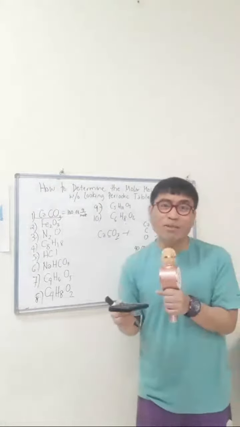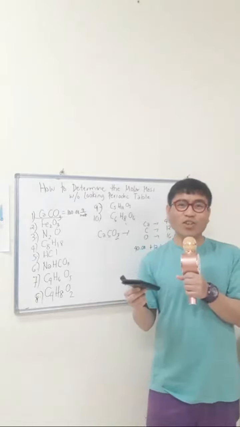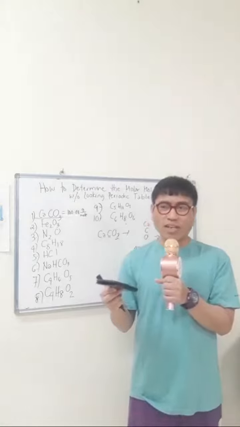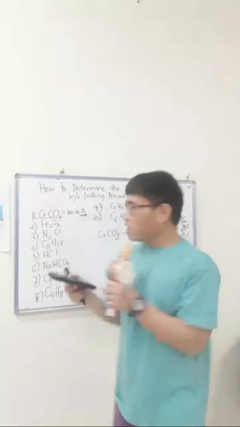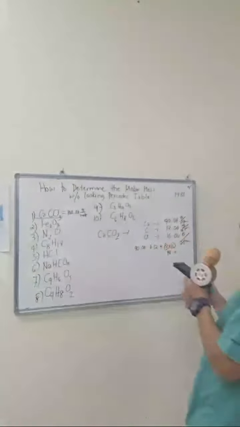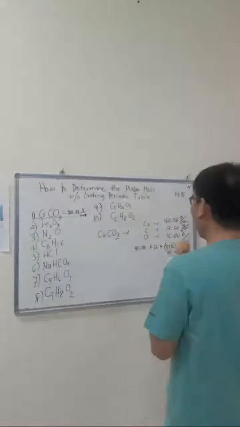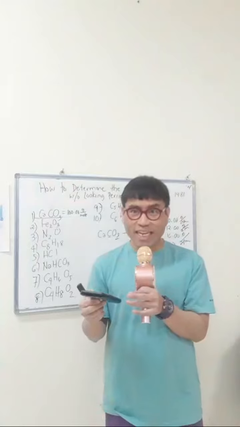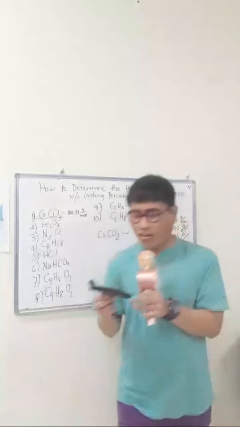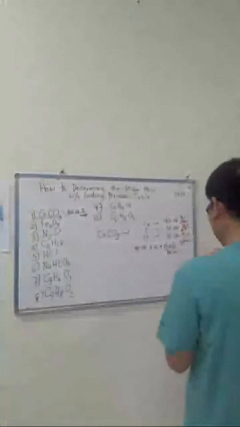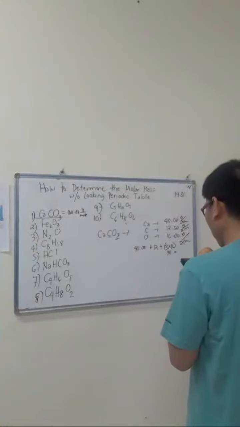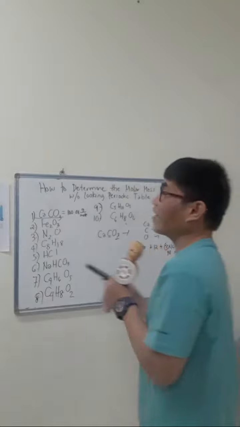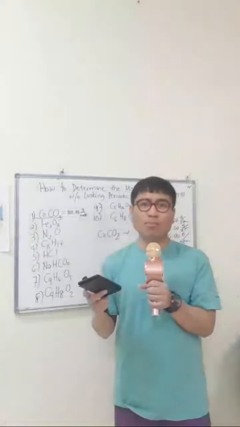Then if you are really dubious, dubious means confused. That's another term for being perplexed, meaning to say you are confused. So if you are perplexed by this particular answer, then you have to review attentively and patiently. So 40.08 plus 12 plus 48 is equal to 100.08 grams per mole.